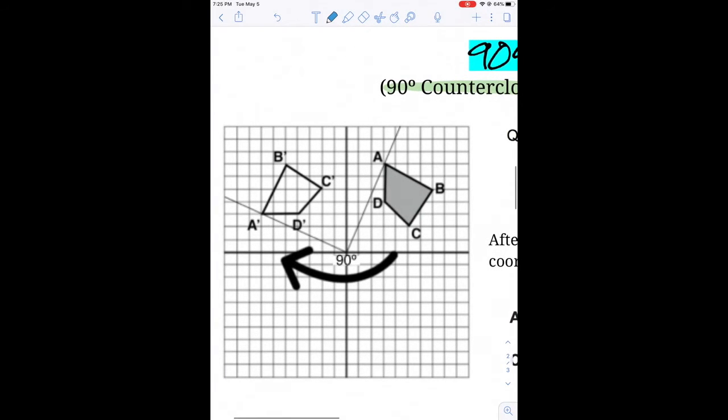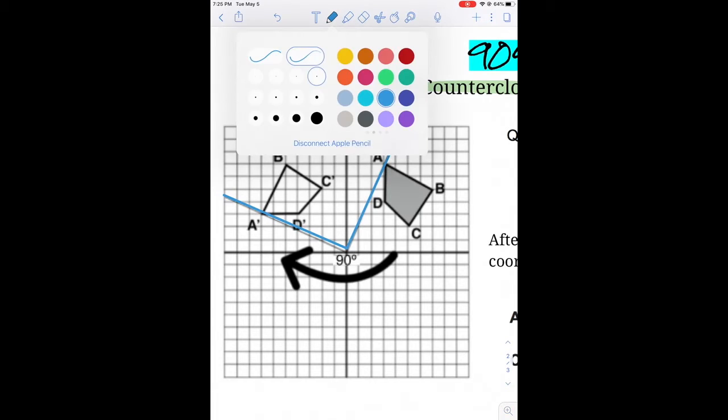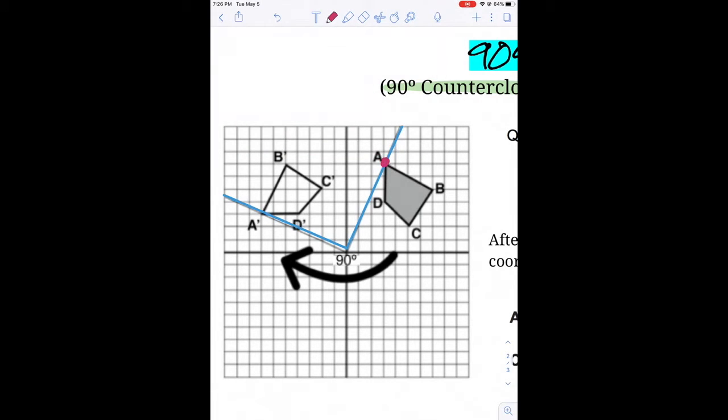So the starting image could be anywhere on the graph. And what a 90-degree rotation means is that you have this right angle. You would not draw this every time. This is just to show you what it means. You have this right angle, and then for each one of the points, so if I take point A, for example, and I draw a line from point A to the origin, and then make a 90-degree angle, it is rotated to the other side of the angle. That's what a 90-degree rotation means.